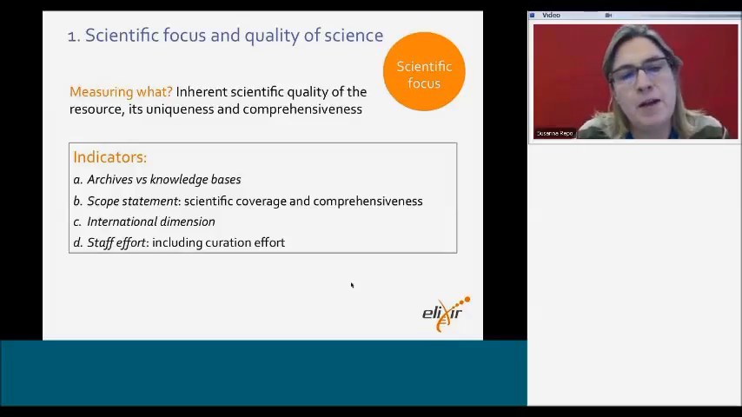And then finally, one indicator of quality is staff effort. I mean, not exactly, but you would expect that a resource that has a reasonable staff working to make the resource would be of reasonable quality. And I think we've asked for staff effort to be divided into some key roles, like curators. Do you have a lot of curators, developers, and bioinformaticians?